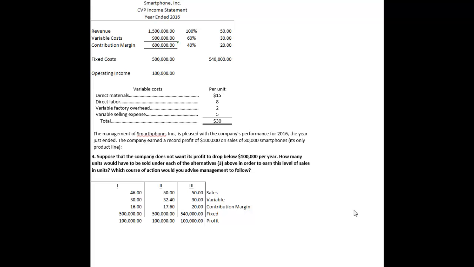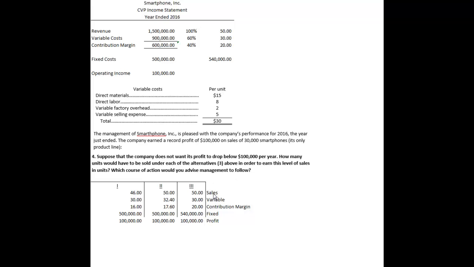So for the fourth part of this problem, I made this little partial table here. We'll fill it out in a second. They say under each alternative listed in requirement number 3, raising or dropping the sales price, increasing variable costs, and increasing fixed costs, the company doesn't want to drop below $100,000 of profit, and so they want to know how many units they have to sell to hit the $100,000. And then we're asked to advise which way they should go.